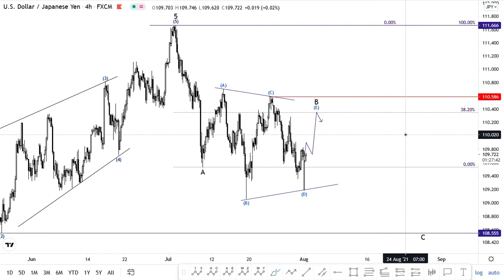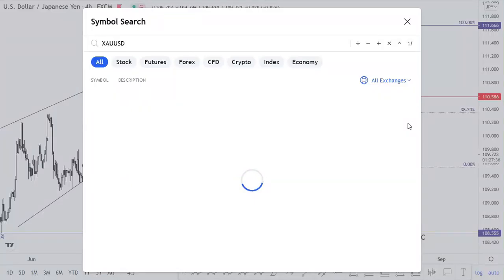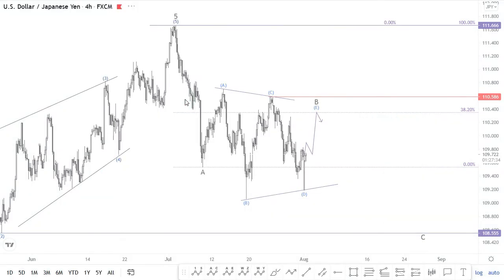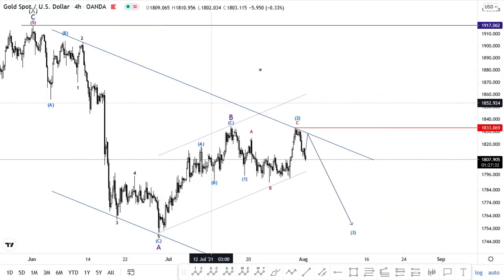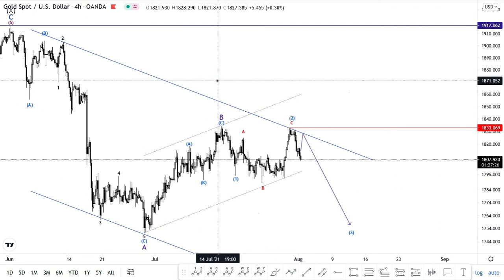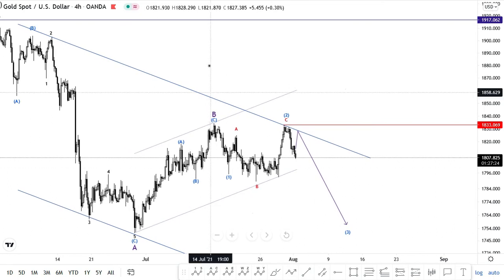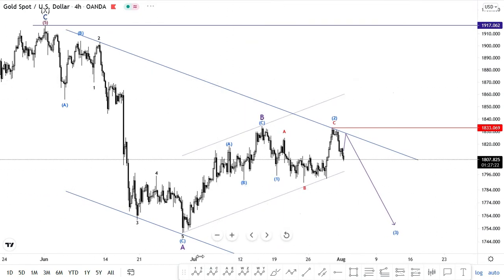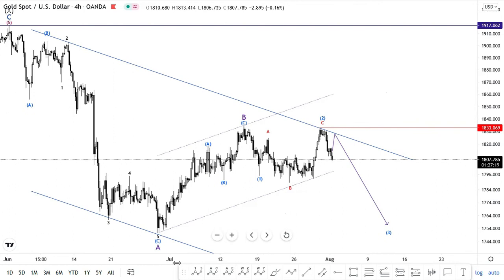Let's move on to the last one, which is gold. Okay, gold. Moving on to gold, going to this week. So I'm having this shorting idea that, okay, gold.